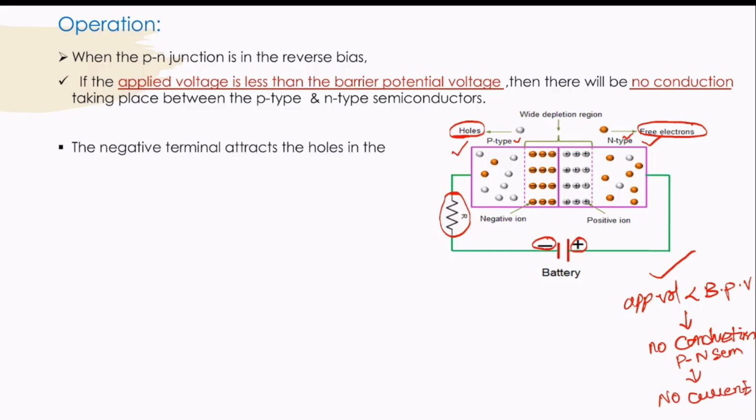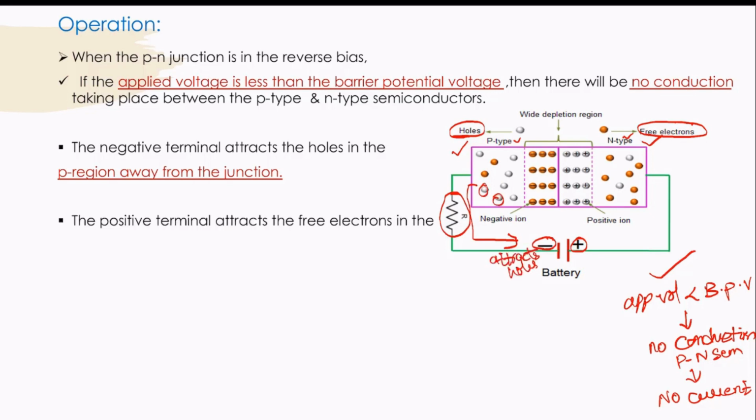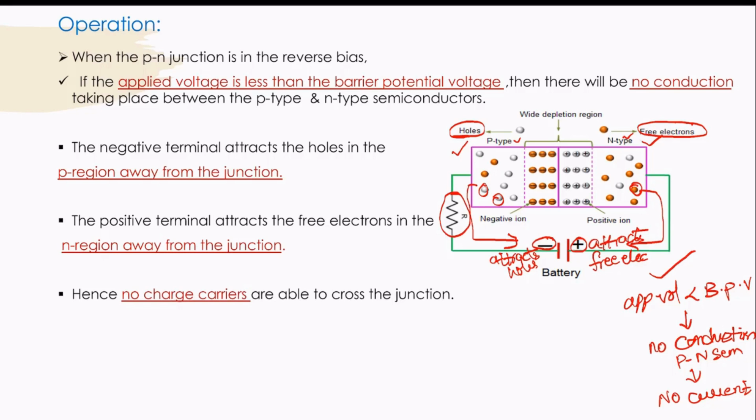So the negative terminal attracts the holes in the P-type region away from the junction. Now this negative terminal of the battery attracts the holes which are the majority charge carriers in the P region away from the junction, whereas the positive terminal attracts the free electrons in the N region away from the junction. And now this positive terminal of the battery attracts the free electrons which are the majority charge carriers in the N-type semiconductor away from the junction. So hence no charge carriers are able to cross the junction.